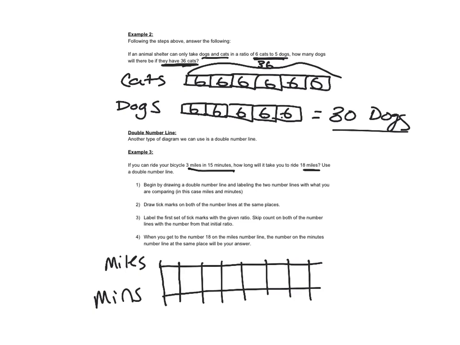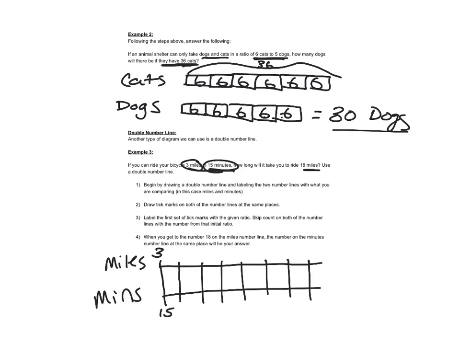Okay, so now I'm going to label the first set of tick marks with the given ratio. Okay, so for miles, we were starting with 3 miles. And for minutes, we were starting with 15 minutes. Okay, so now we're going to skip count on both of the number lines with a number from that initial ratio. So for miles, we're going to skip count by 3s. Minutes, we're going to skip count by 15s.